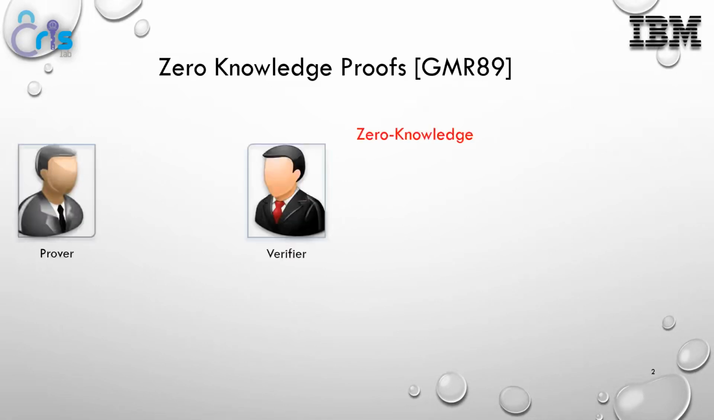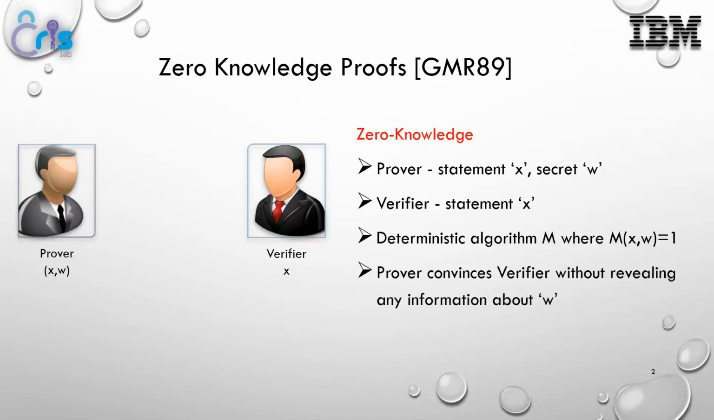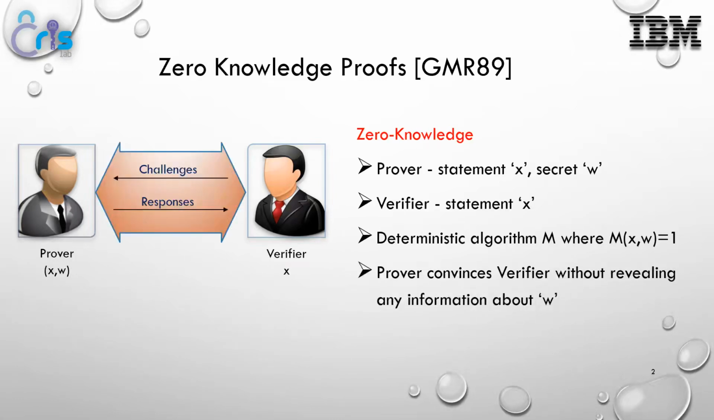Here we have a prover and a verifier. The input to the prover is a statement X and a corresponding witness W. The input to the verifier is the statement X. The prover claims that the statement X is true. That means there exists a deterministic algorithm M which takes X and W as input and outputs 1 if it is true. The task for the prover is to convince the verifier that the statement is indeed true without revealing any information about W. For that, the prover and the verifier can have interactions.